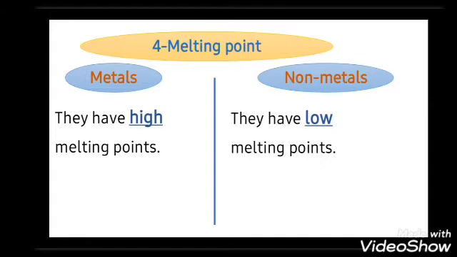Melting point. Metals have high melting point, but non-metals have low melting point. High melting point means that take more time and more heat to be melted, but non-metals, it melts quickly. Okay? So metals have high melting point, but non-metals have low melting point.